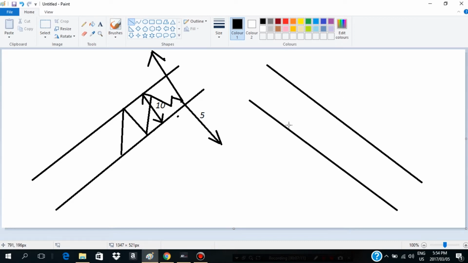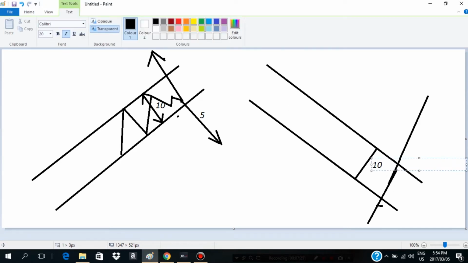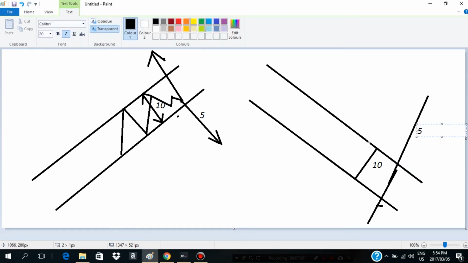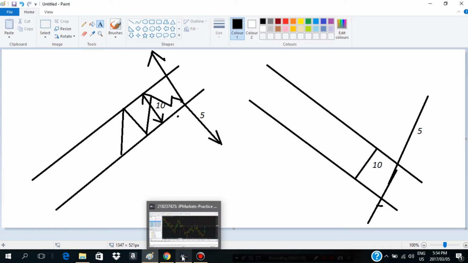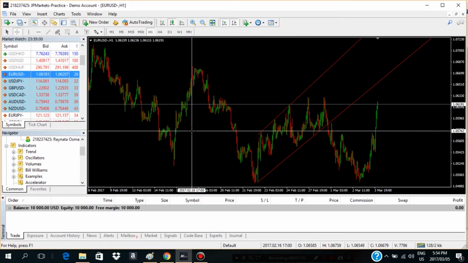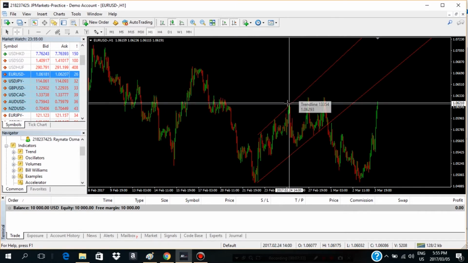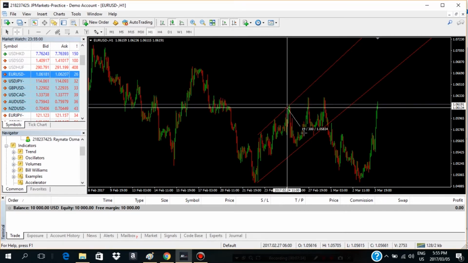Again, this could break out to the top side or to the downside. So you just want to make sure that you calculate what the width is. And if that is 10, we want to aim more or less for about 5. Now let's look at this practically. So our width is from about there to there. So that looks about right.